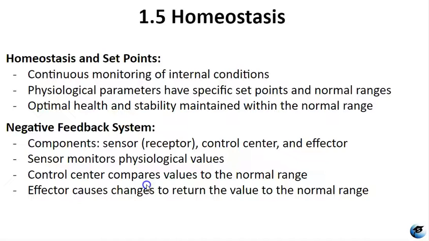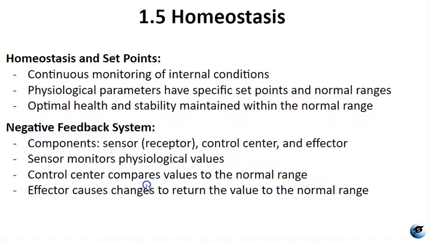A negative feedback system comprises three components. One is a sensor or receptor that monitors physiological values. Two is the control center that compares values to the normal range. And then lastly, you have an effector that causes changes to return the value to the normal range.